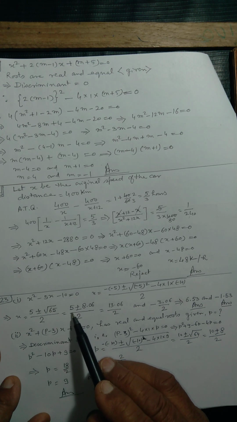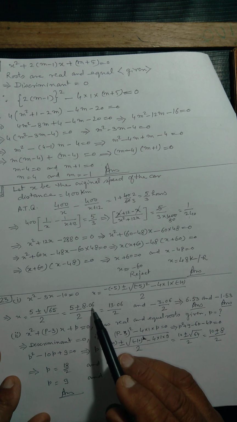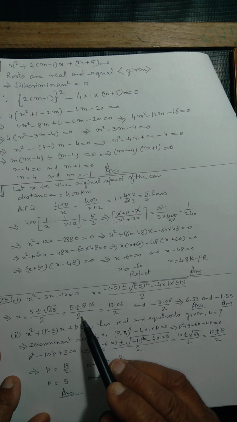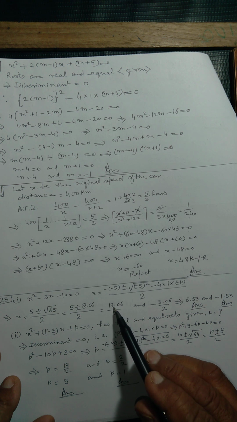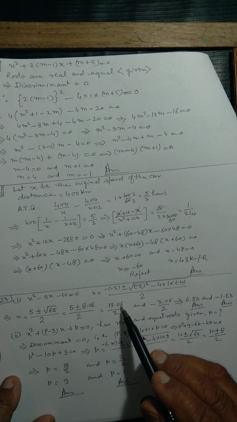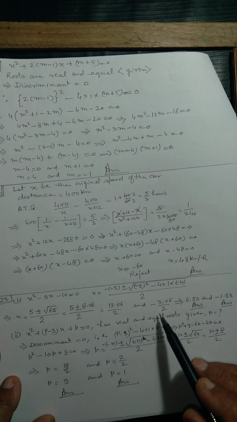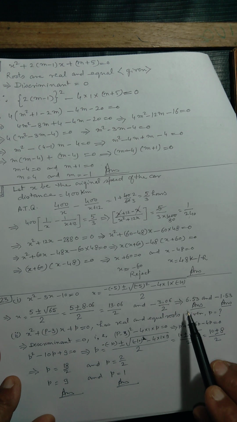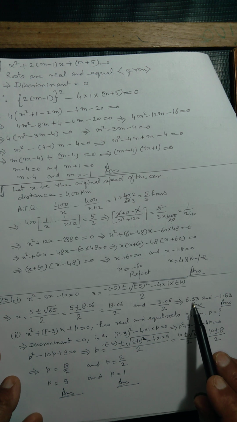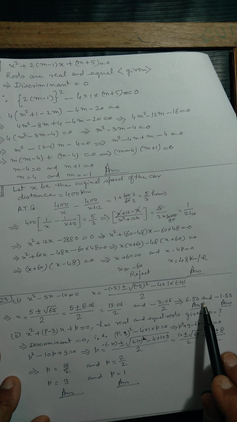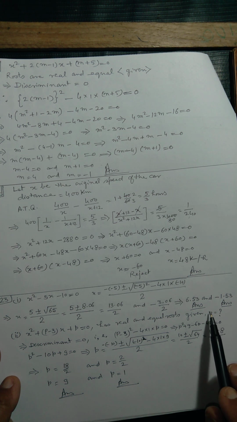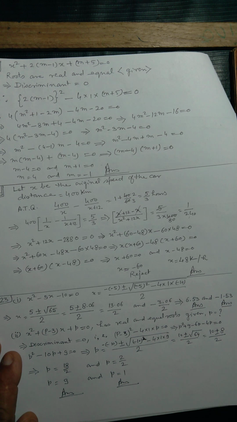The square root of 65 will be 8.06. So 5 plus minus 8.06 divided by 2. This will be 13.06 divided by 2 and minus 3.06 divided by 2. Ultimate answer will be 6.53 and minus 1.53. These are the two answers of the first part of the question number 23. Now, second part.